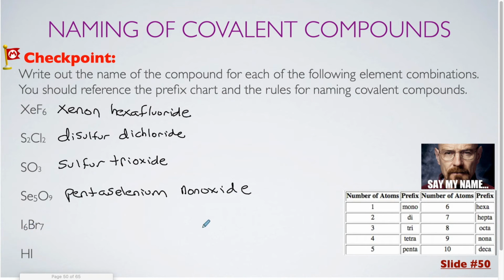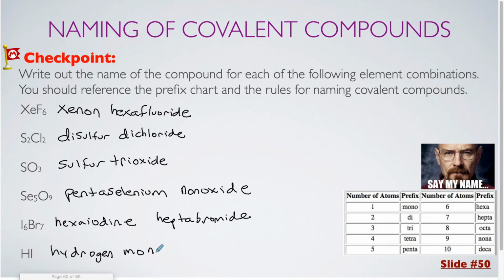Next, we have 6, which is hexa. So hexa, iodine. And then 7 is hepta. So hepta, bromide. In our final example, we have a single hydrogen, and we do not include the mono prefix. But for the second element, we would. Iodine becomes iodide.